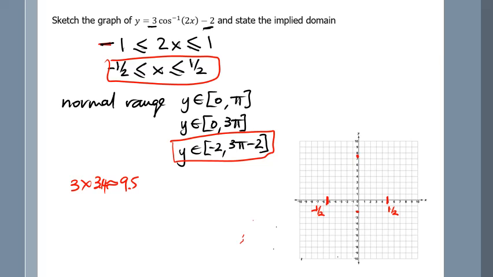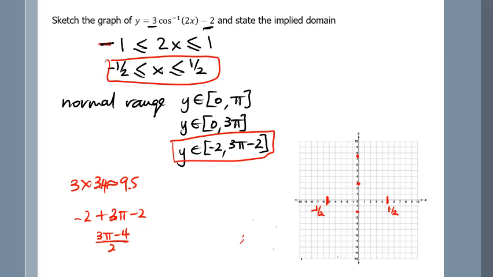The halfway mark, let's just mark it out somewhere. If we add these two things together, -2 plus 3 pi minus 2, that's 3 pi minus 4. We've got to divide it by 2 to find the halfway mark. 3 pi is about 9.5. Take away 4 is about 5.5. 5.5 divided by 2 is 2.75. So let's say there's our middle point.